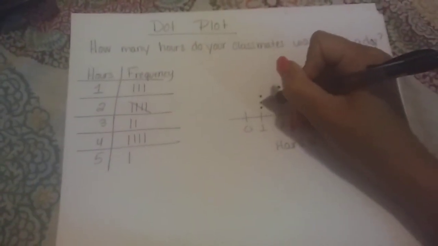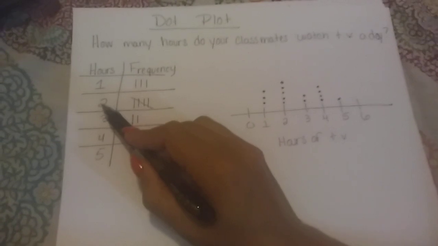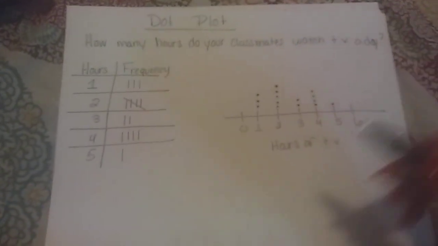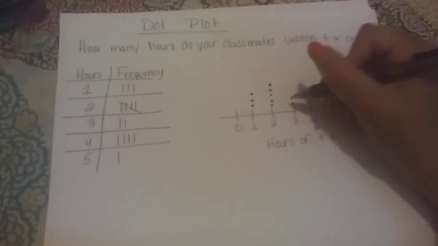And we're going to go to 1. We start at 1, so we're going to go to 1 here. The frequency is 3, so we're going to make 3 dots. Over here, the frequency is 5, so we're going to make 5 dots. 1, 2, 3, 4, 5. Over here, the frequency is 2, so we're going to make 2 dots.